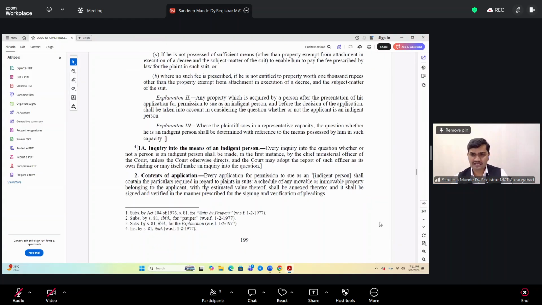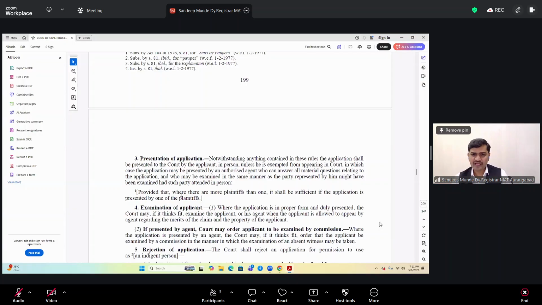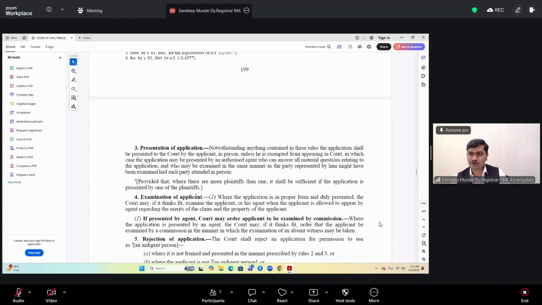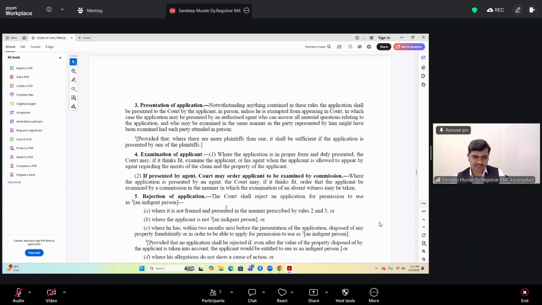Contents of the application. The contents of the application are like the plaint; except for that, he has to mention in the application seeking permission. Presentation of application: he himself shall present it before the court of law. If he is not permitted by law to appear before the court, then any other person may. Examination of applicant: the court has the power. If presented by an agent, the court may order the applicant to be examined by commission.